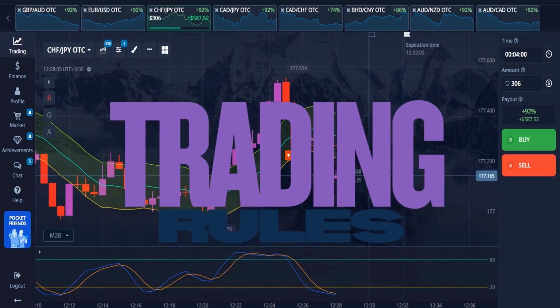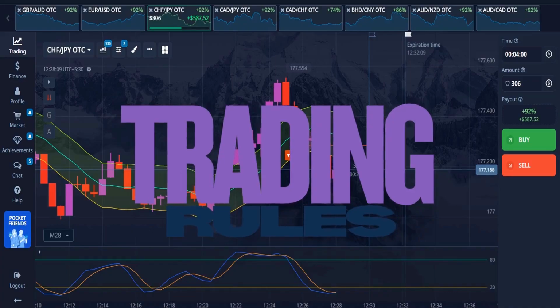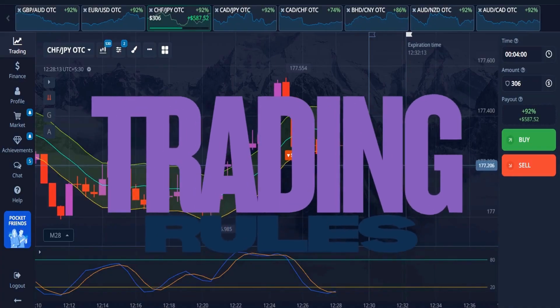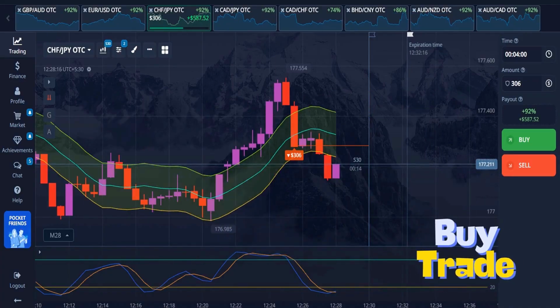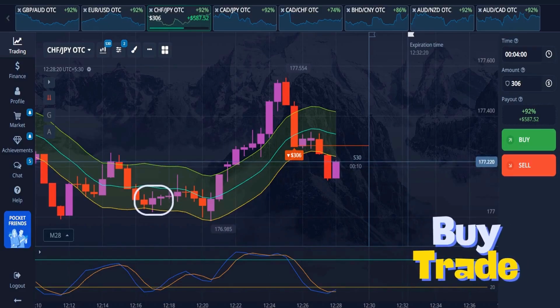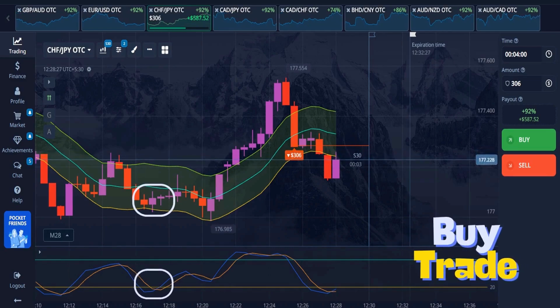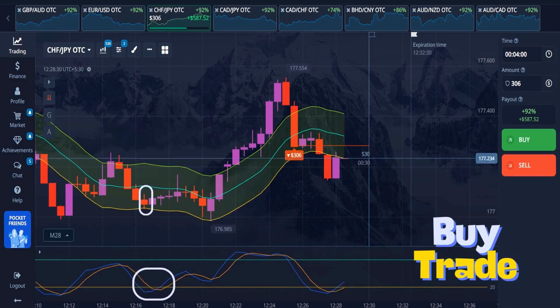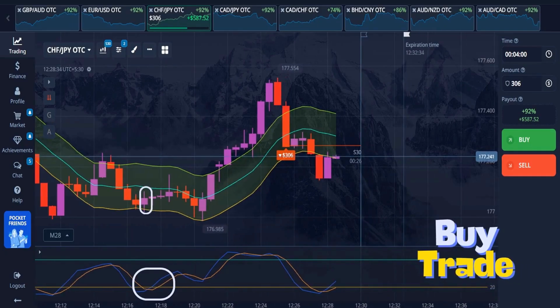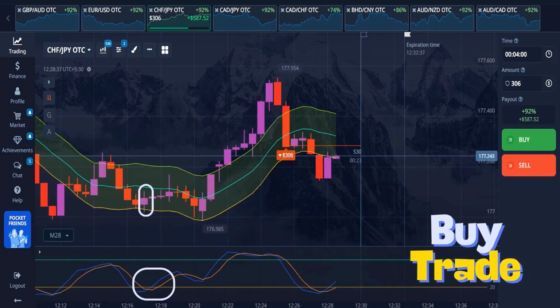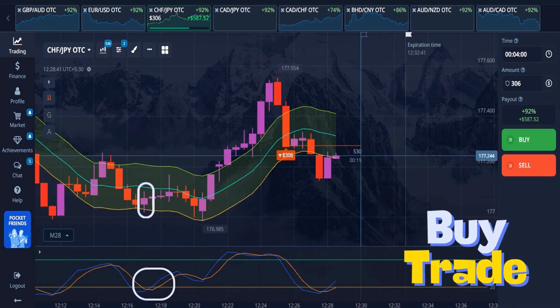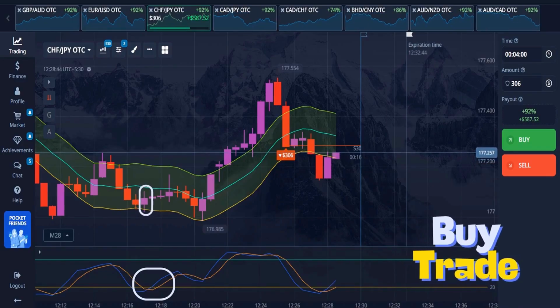Now, let's go over the strategy rules step by step, so you know exactly how to trade with confidence. Buy trade: wait for the price to touch or go below the lower line of the envelopes indicator. Check if the stochastic lines are crossing each other, then wait for a bullish candle to appear. This is your confirmation. Once all these conditions are met, take a buy trade with 4 minutes expiry.